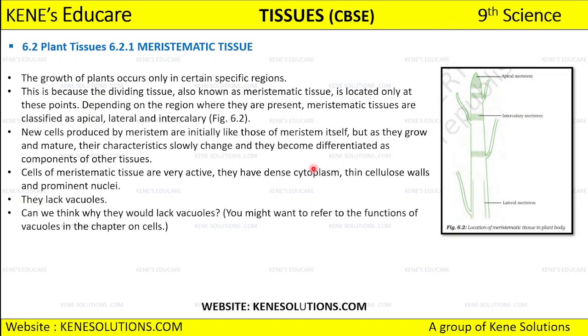Okay, but there is dense cytoplasm, thin cellulose wall, and nucleus, but they are not going to have a vacuole present. Now can we think why they will lack a vacuole? What do you think? Why are there no vacuoles here? For this, I want you all to go back to lesson number 5, the fundamental unit of life, and study why this meristematic tissue does not have a vacuole.